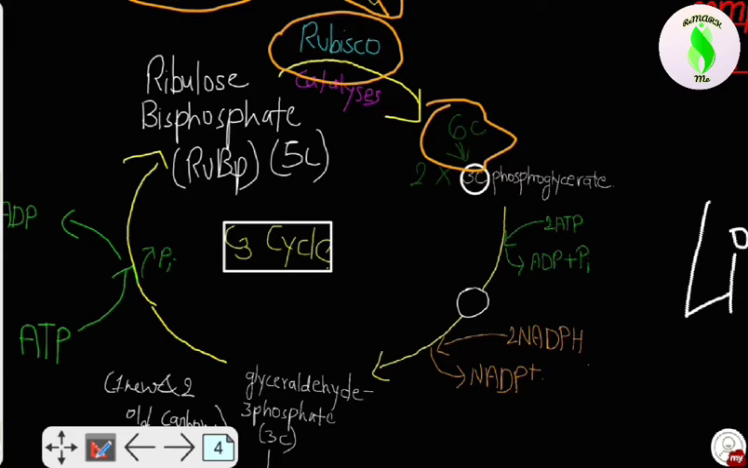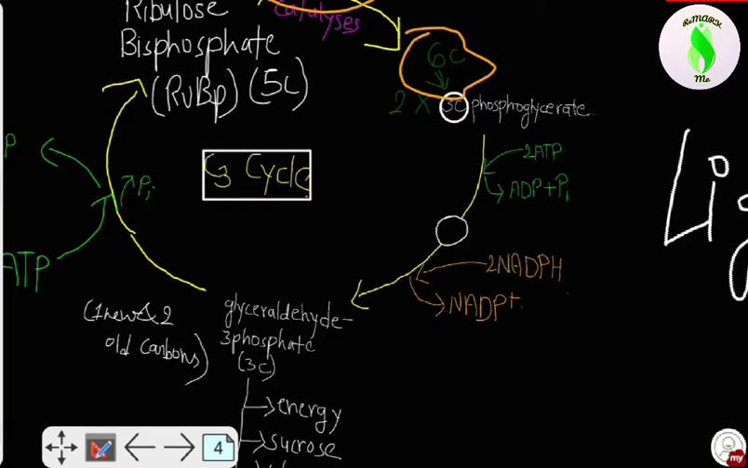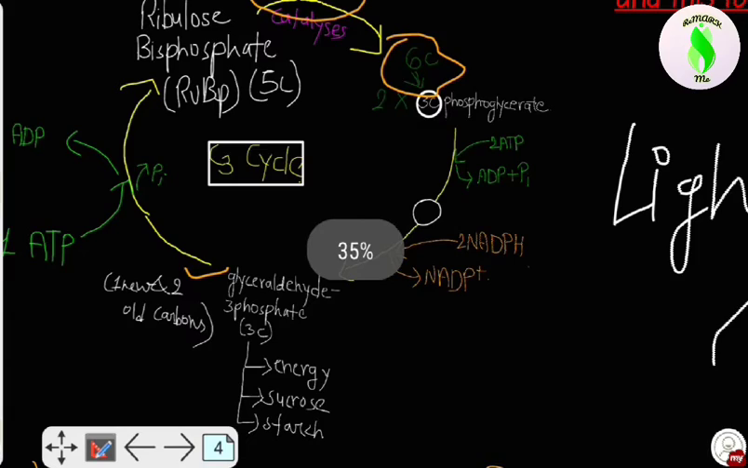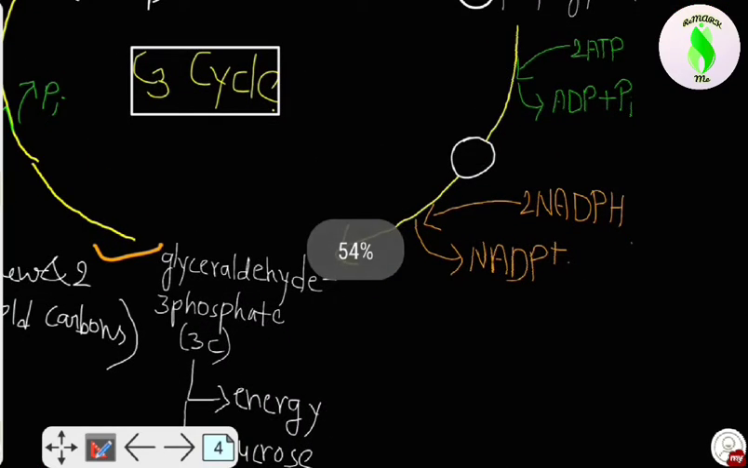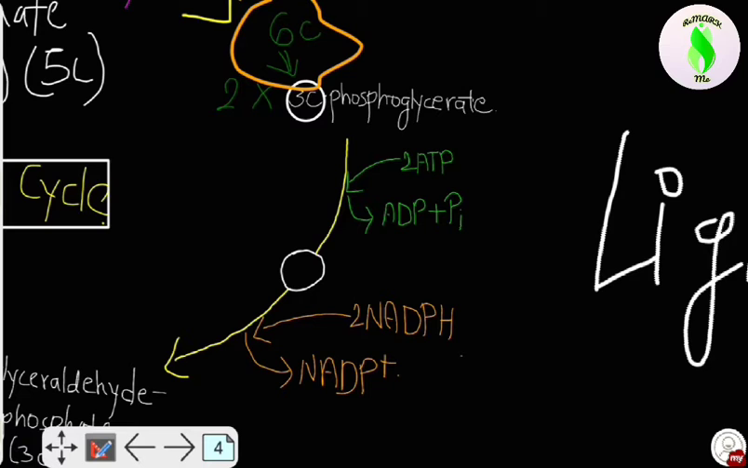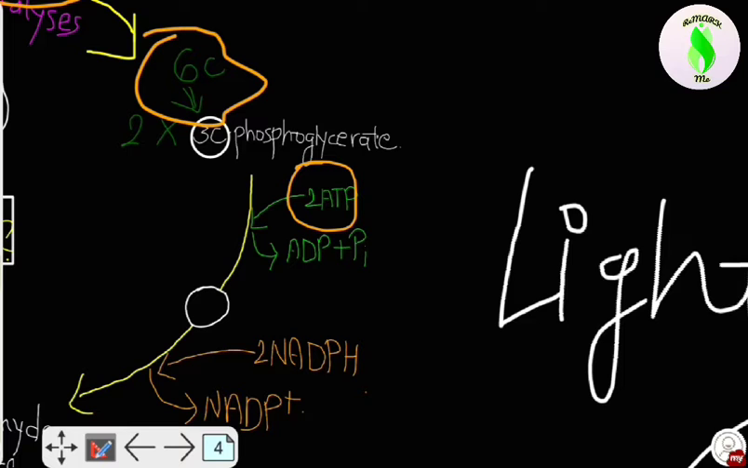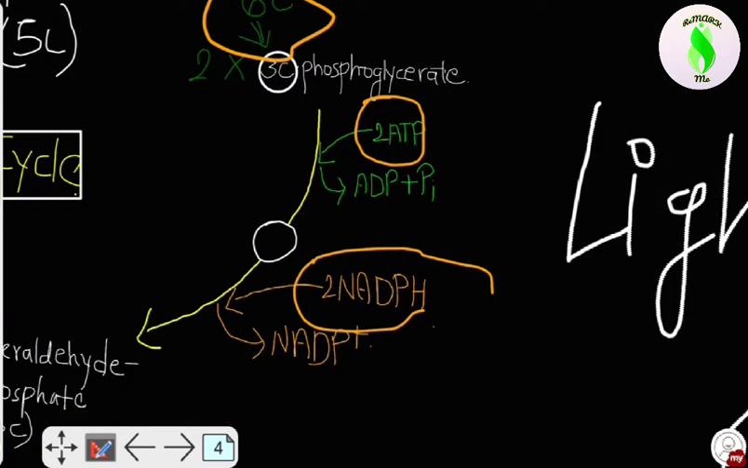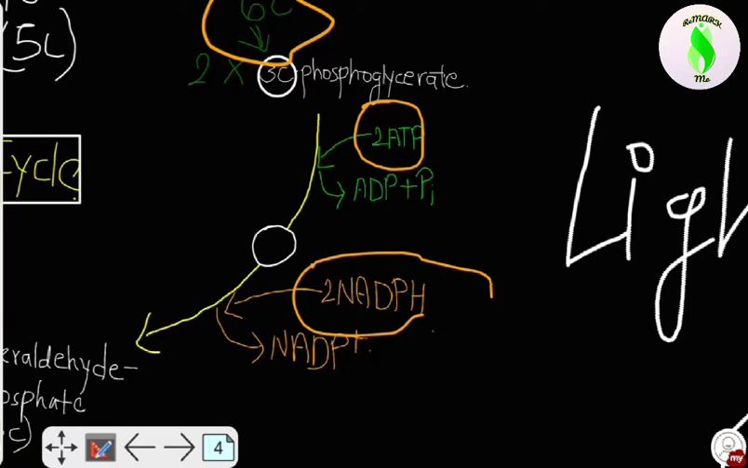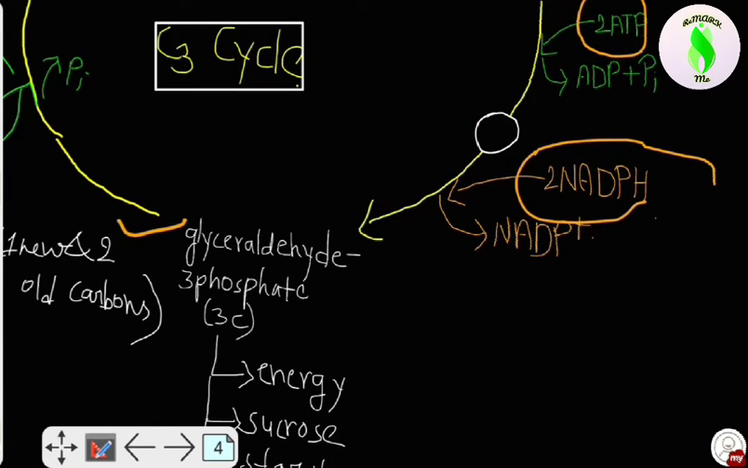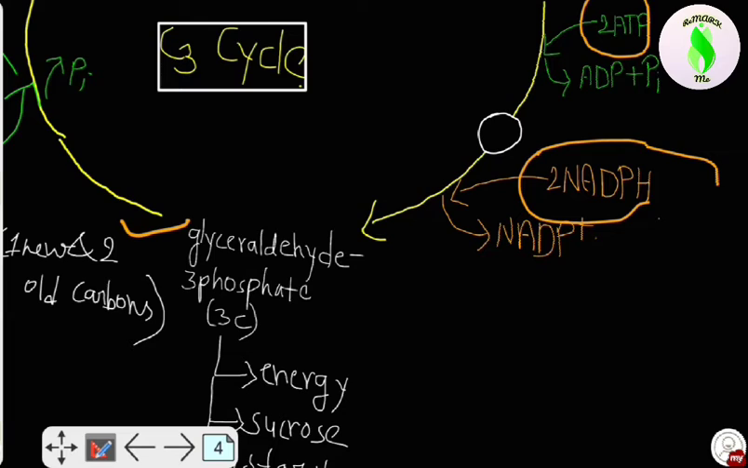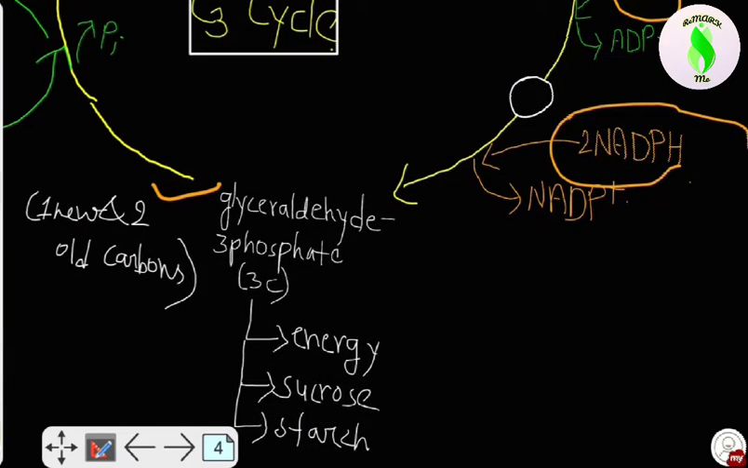This 3 carbon compound, phosphoglycerate, is again converted into glyceraldehyde 3-phosphate. It means it has 3 carbon compounds. For the formation of glyceraldehyde from the 3 carbon phosphoglycerate, there is addition of 2 ATP and 2 NADPH. So in the 3 carbon phosphoglycerate, the addition of 2 ATP and 2 NADPH takes place to convert it into glyceraldehyde 3-phosphate, a 3 carbon compound.